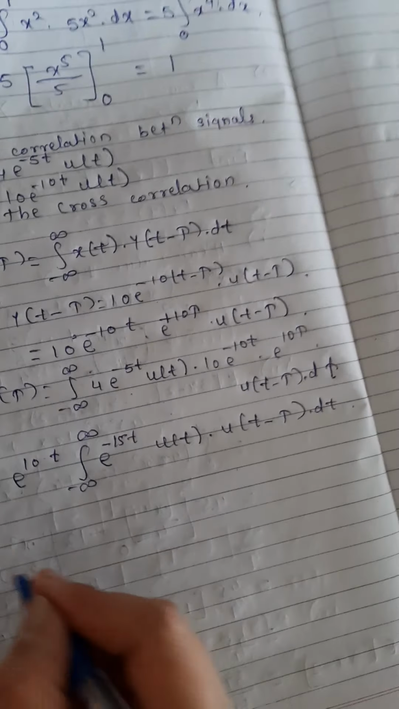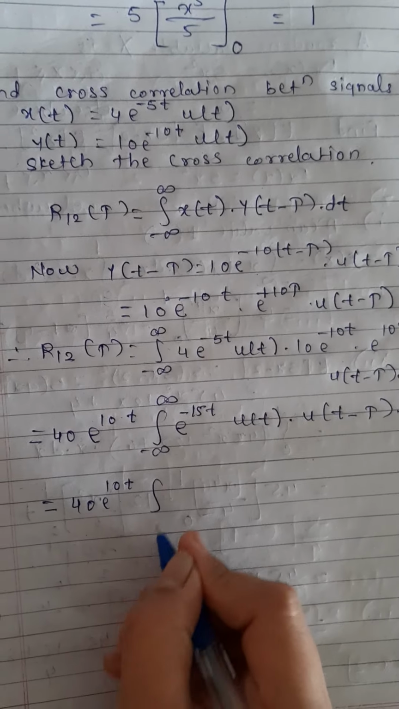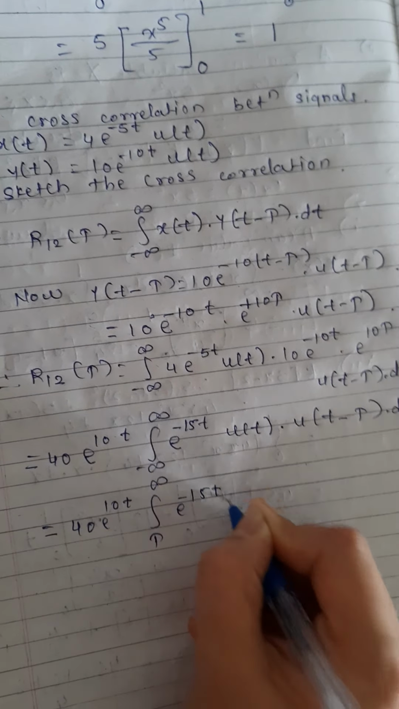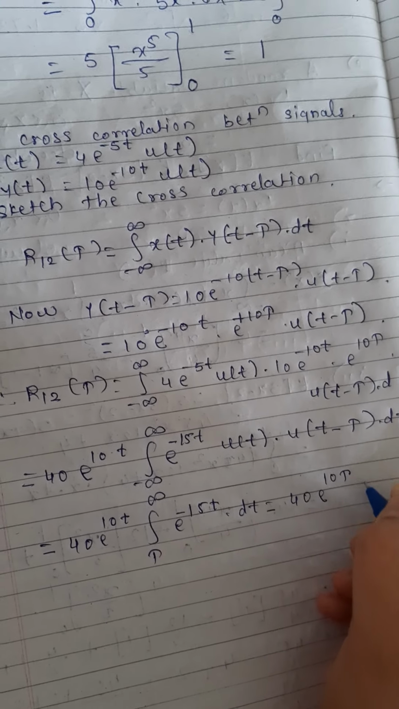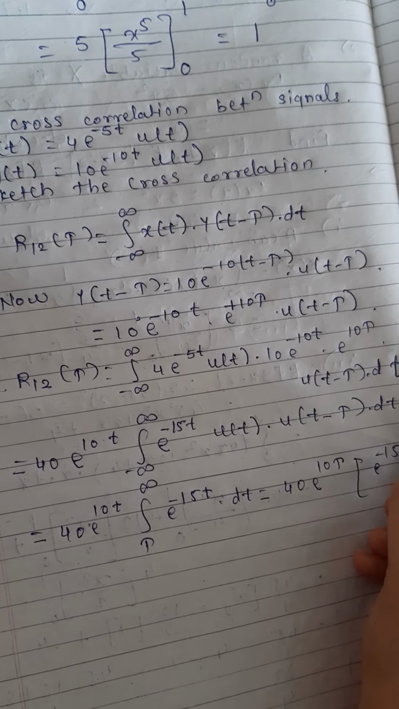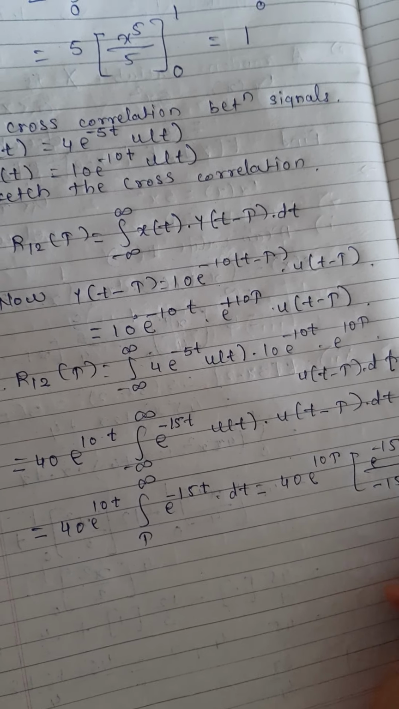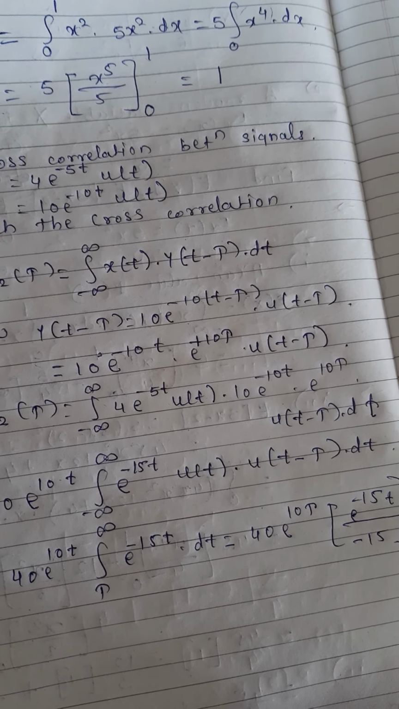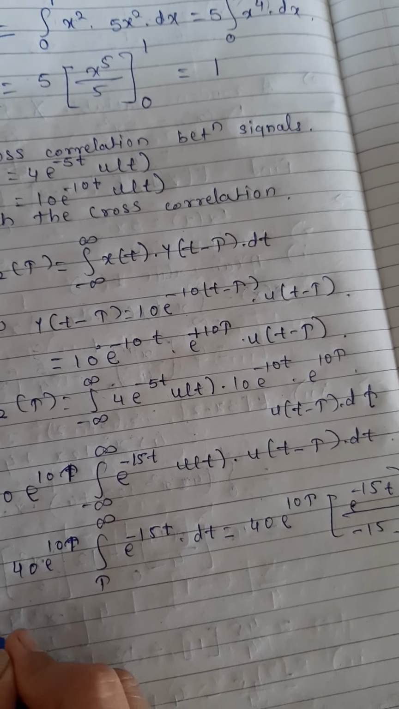So 40 e raised to 10 tau times the integration from tau to infinity of e raised to minus 15t dt. Now 40 times e raised to minus 15t by minus 15, evaluated from tau to infinity.